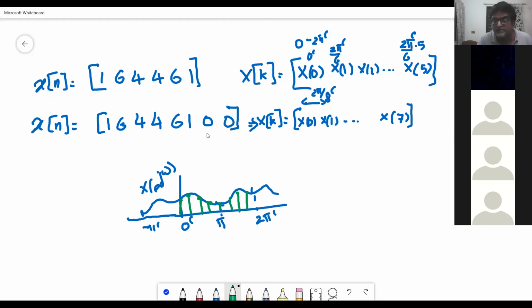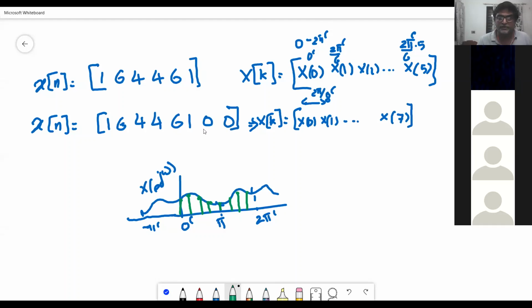If I put 2 more zeros, does it change the information content of the signal? No, sir. Okay. If I put 2 more zeros, what will be the spacing in the frequency domain? It will be 2 pi by 8 radian. Earlier it was 2 pi by 6 radian. So now you are evaluating the continuous spectrum x of e power j omega at new frequency sampling instances, which are separated by 2 pi by 8 radian. If there were no zeros, it would have been evaluated at samples that are separated by 2 pi by 6 radian.